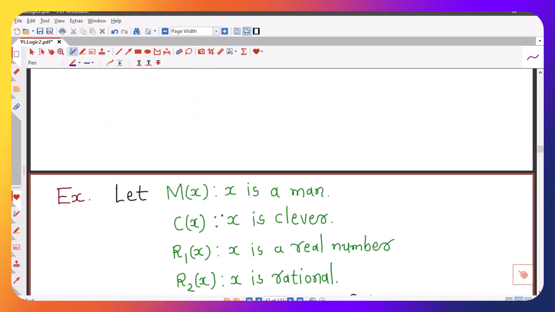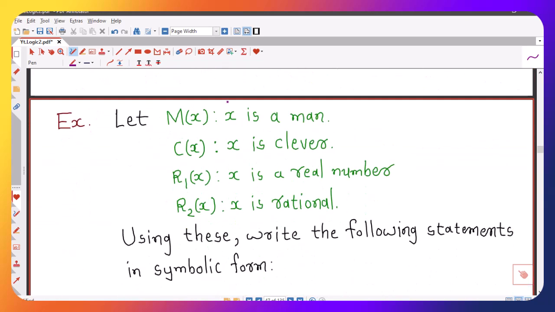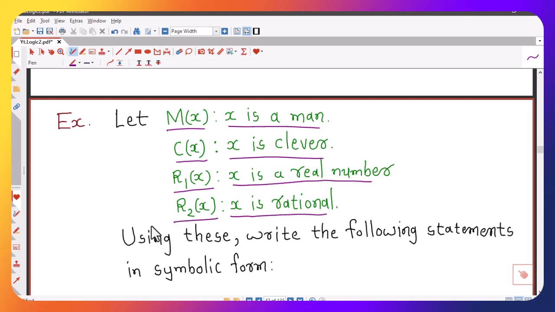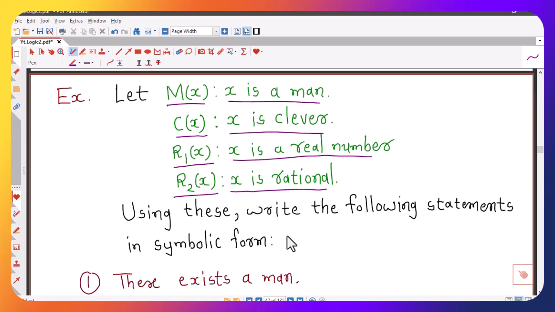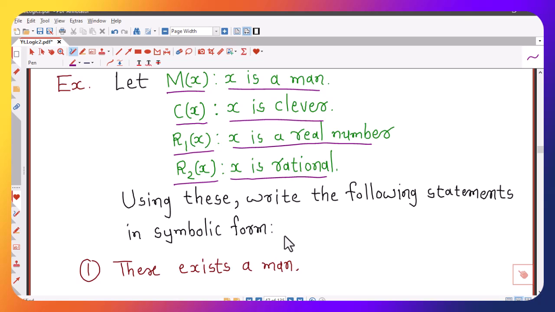I have taken another example. First consider these statement functions. M(x) denotes that x is a man, C(x) is the notation for x is clever, R1(x) denotes that x is a real number, and for x is a rational number, the notation is R2(x). And using this we have to write the given statements in symbolic form.